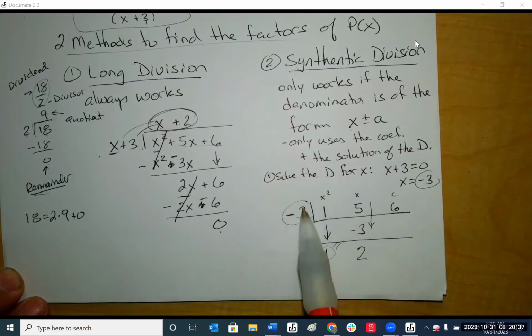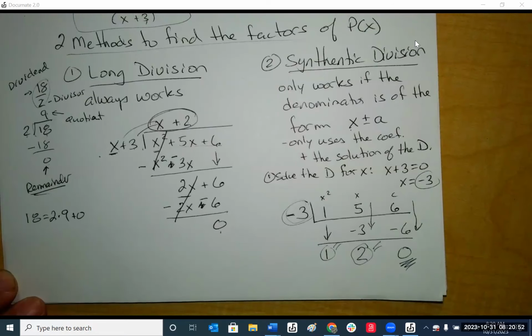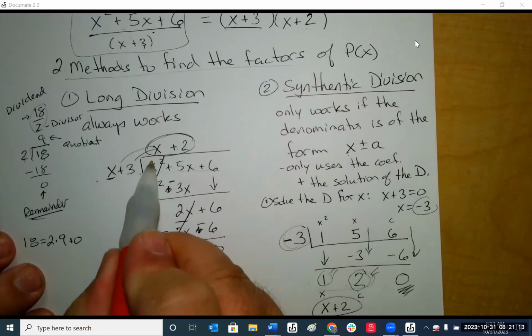Repeat the process. Negative 3 times 2 equals negative 6. Add straight down. And there's your remainder. So that's your remainder 0. That means this is your answer. This is the constant. This is your x term. So we have 1x and a positive 2. That's the answer, which is the same thing we had over here.